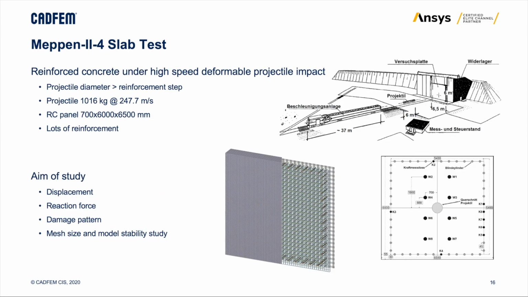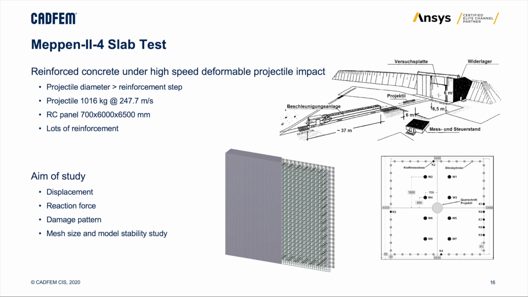Our second test is the Meppen slab test. This is a very famous test with reinforced concrete under high-speed deformable projectile impact. The main feature of this experiment is that the cross-section size of the projectile, the diameter, is bigger than the rebar spacing.